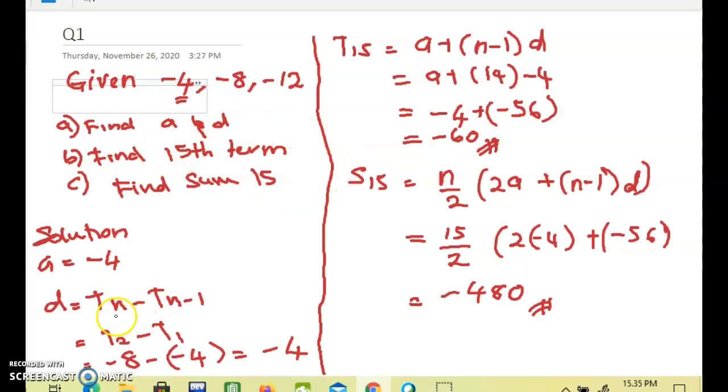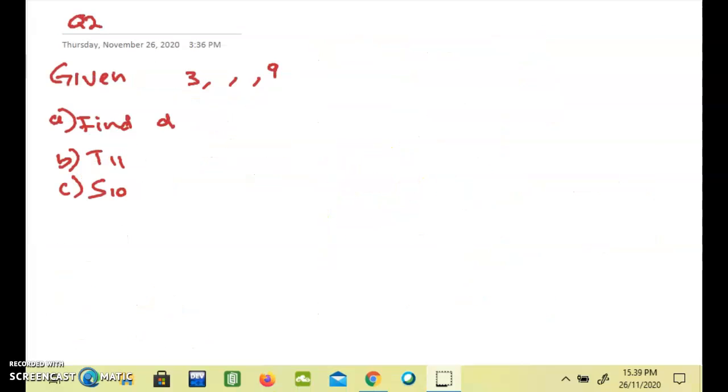This is the formula to calculate your D, the difference between the terms of the sequence, and this is how you calculate your sum. Okay, now let's see the second question. You are given 3, x, and 9. So the first term is 3 and the fourth term is 9. From this question, we want to find D, T11 and S10. So you know that A is 3 and T4 is 9.